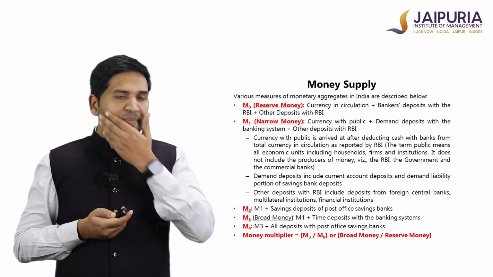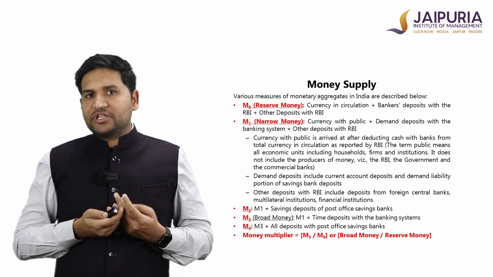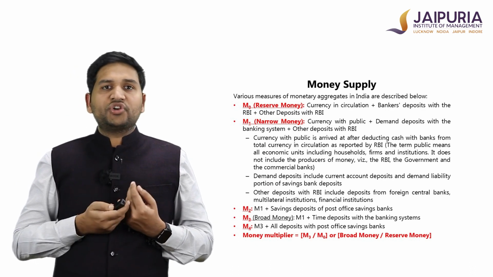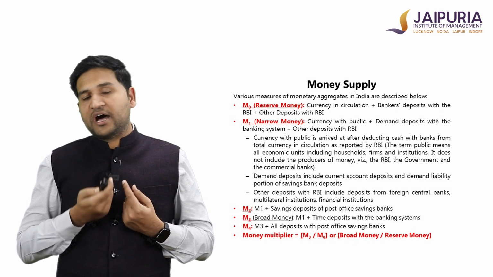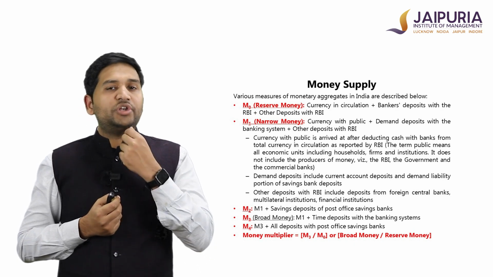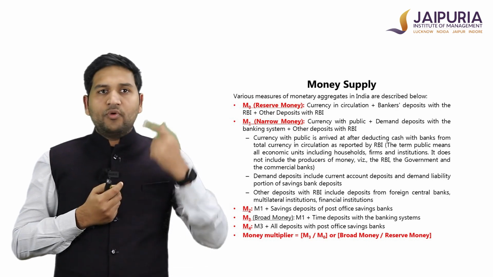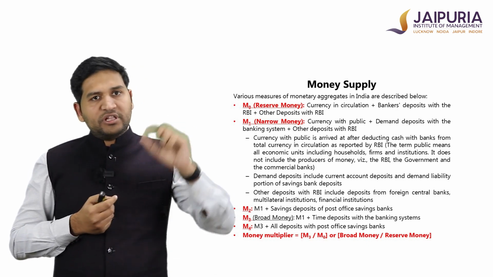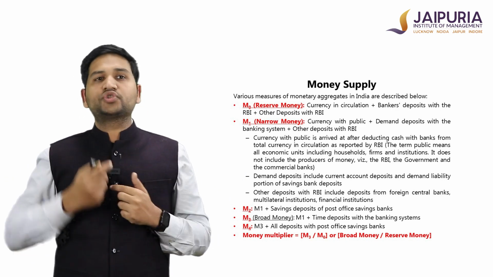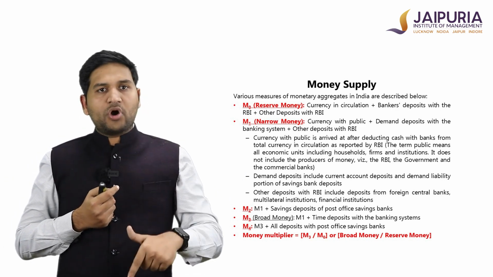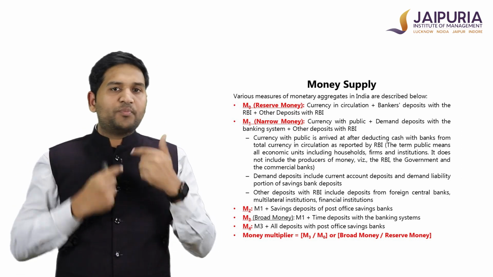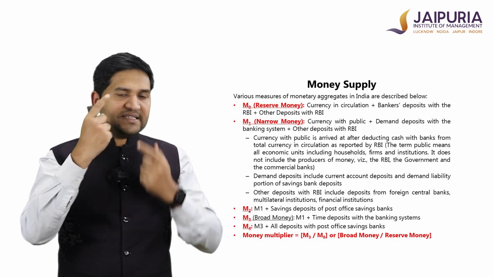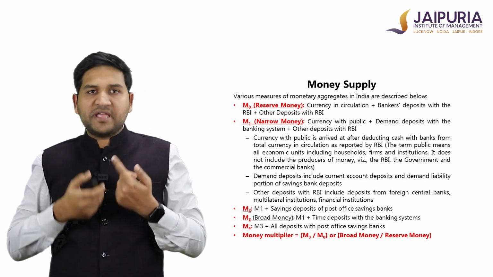Now let's talk about various measures of money supply in India. The first measure is M0, known as reserve money, that consists of currency in circulation plus bankers' deposits with RBI and other deposits with RBI. Now M0 is the most liquid form of money. One more thing, when we move from M0 to M4, the liquidity decreases. That is, the most liquid form of money is M0 and the broadest and least liquid form of money is M4. And in terms of narrow and broad money, the narrowest form of money is M0 and the broadest forms of money are M3 and M4.